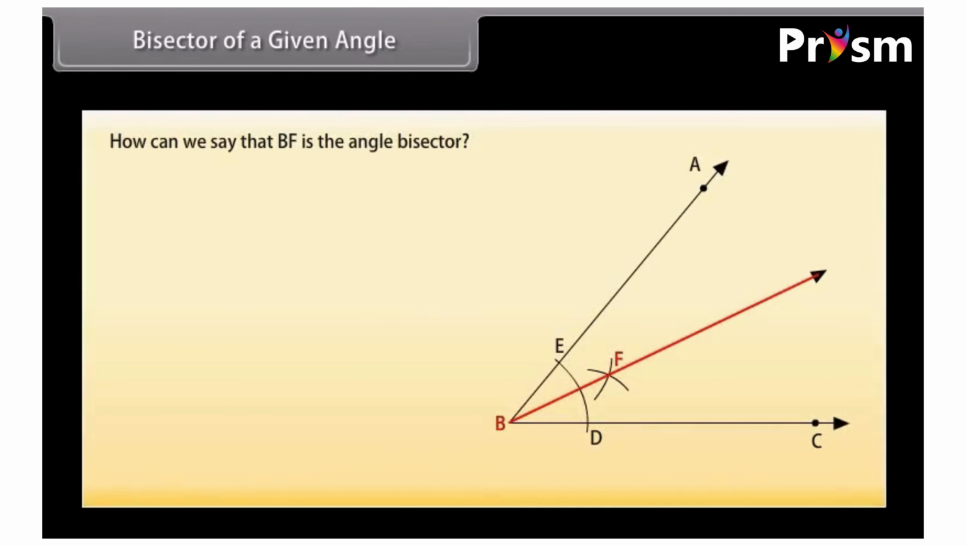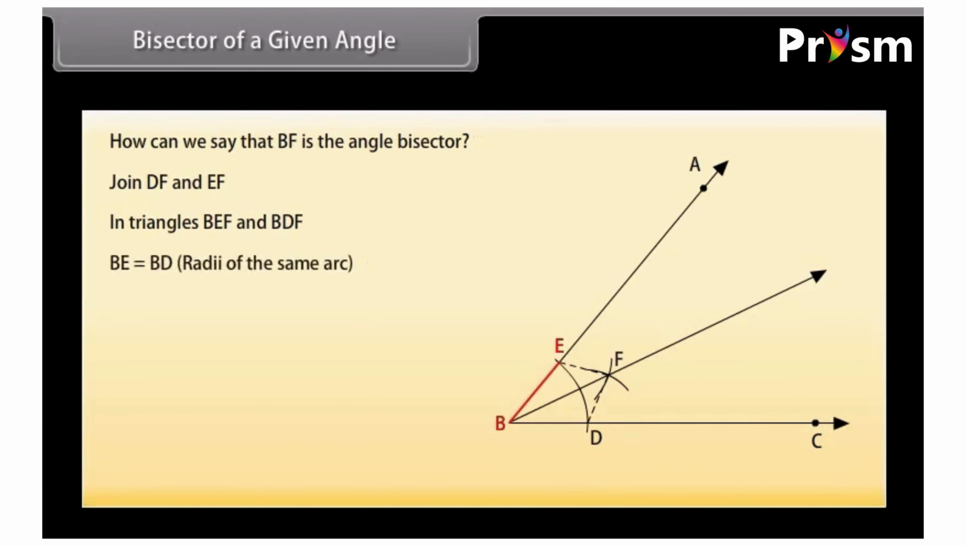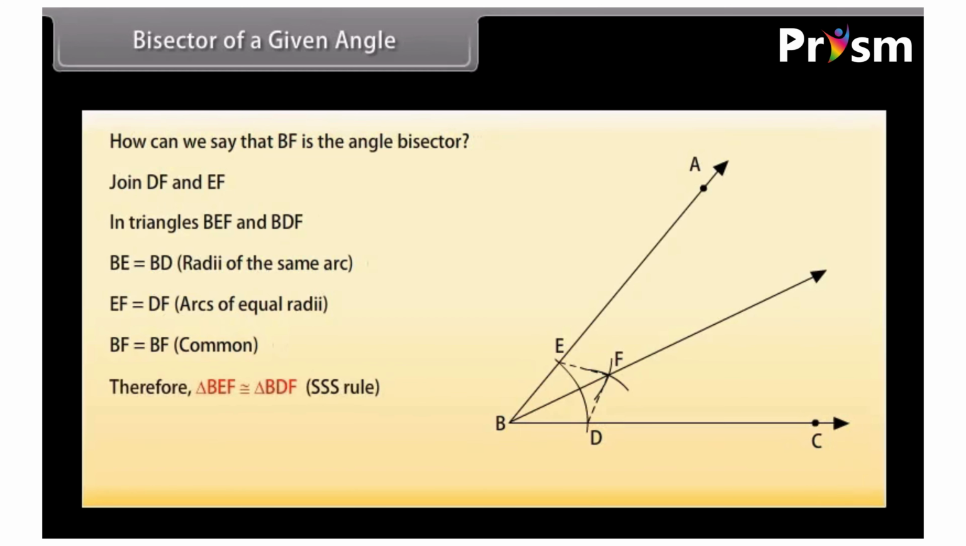How can we say that BF is the angle bisector? Let us prove this. Join DF and EF. Now in triangles BEF and BDF, BE is equal to BD because these are the radii of the same arc. EF is equal to DF because these are the arcs of equal radii. BF is equal to BF, common. Therefore, by SSS congruence rule, triangle BEF is congruent to triangle BDF. This gives angle EBF is equal to angle DBF by CPCT. Hence, BF is the angle bisector.